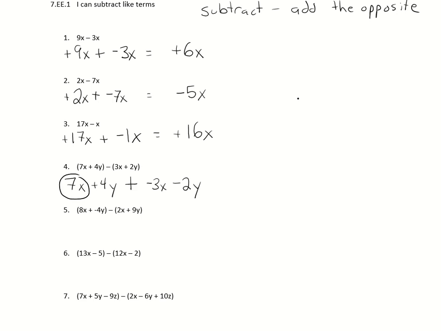I have multiple items, so I'm going to do my combining like terms. I've got 7x being combined with a negative 3x. Signs are different. Subtract, keep the larger. And then I'm going to put my positive 4y with my negative 2y. Signs are different. Subtract, keep the sign of the larger, and I'm going to use that sign to separate these terms. So since it's positive, I'm going to use that in between the two.